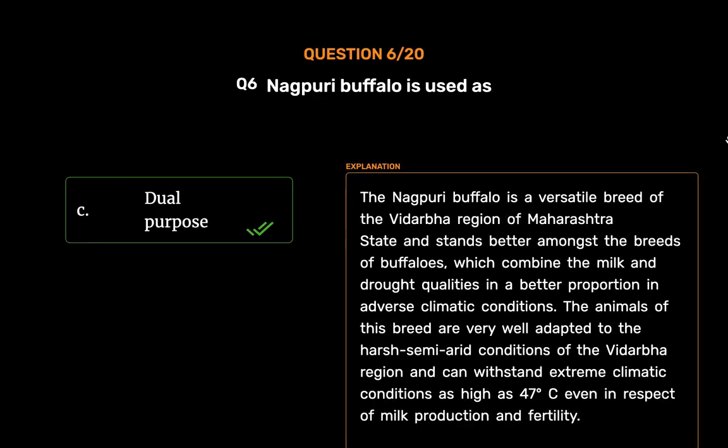Dual purpose. The Nagpuri buffalo is a versatile breed of the Vidarbha region of Maharashtra state and stands better amongst the breeds of buffaloes, which combine the milk and draught qualities in a better proportion in adverse climatic conditions. The animals of this breed are very well adapted to the harsh semi-arid conditions of the Vidarbha region and can withstand extreme climatic conditions as high as 47 degrees Celsius even in respect of milk production and fertility.